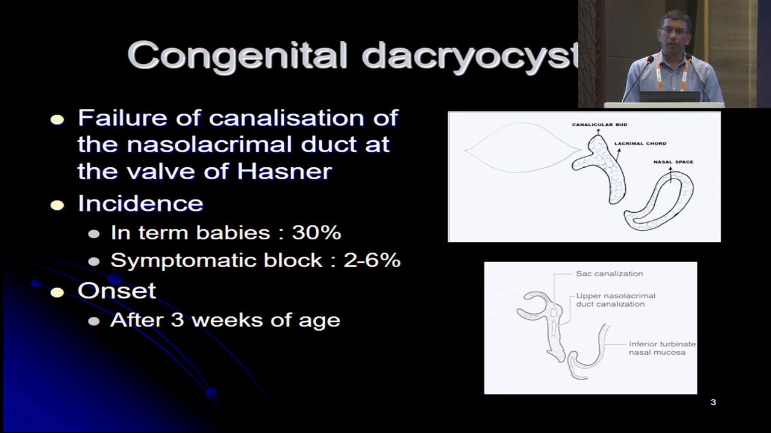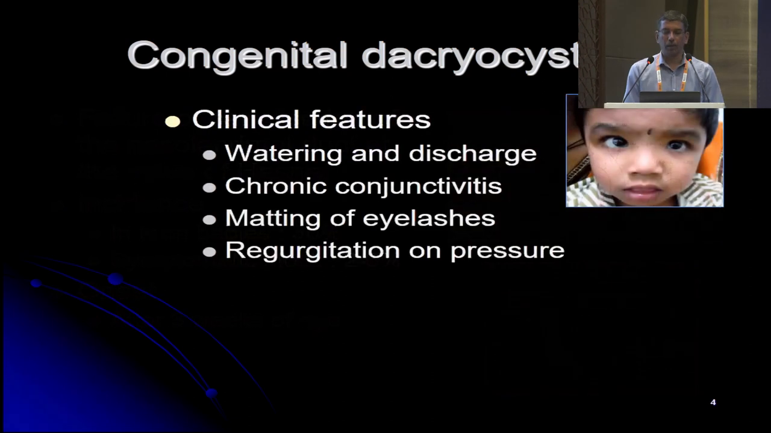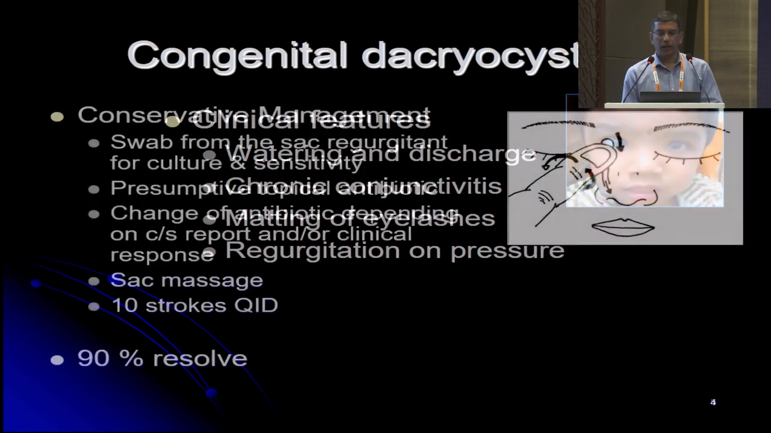Many times, even in full term babies, there may be 30% who are brought with a history of watering, and the symptomatic block, where there is a discharge or regurgitation or even purulent fluid, is in 2 to 6%. Clinically, such cases present with watering and discharge. Because of the stagnation of water, there is an infection, and chronic conjunctivitis can recur. That can lead to matting of eyelashes, and many parents complain that when they try to clean the eyes, there is a purulent discharge. That is because of the regurgitation when you give pressure over the sac.